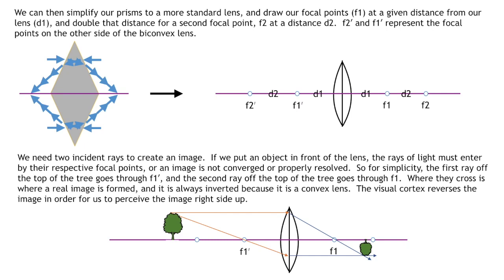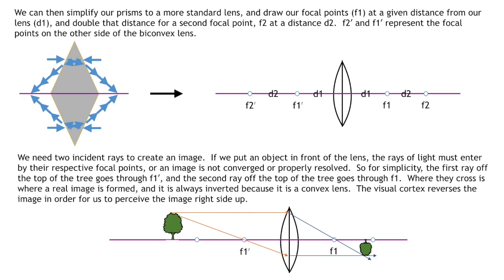So we need two incident rays to create an image. If we put an object in front of the lens, the rays of light must enter by their respective focal points, or an image is not converged or properly resolved on the other side. So for simplicity, the first ray off the top of the tree goes through f1 prime, and the second ray off the top of the tree goes through f1.